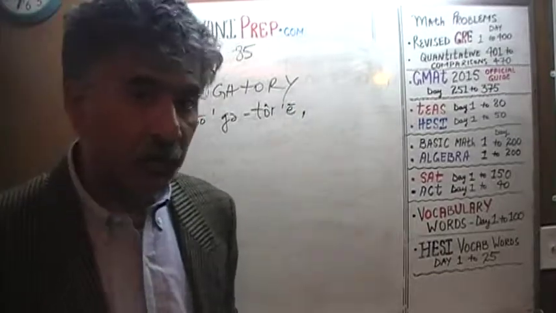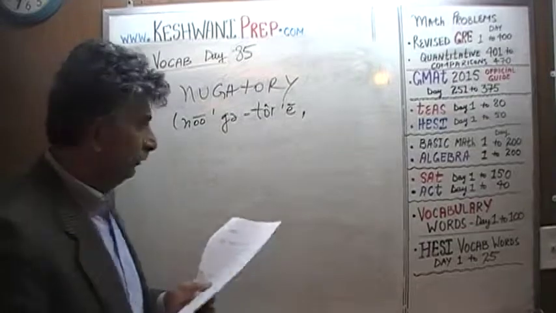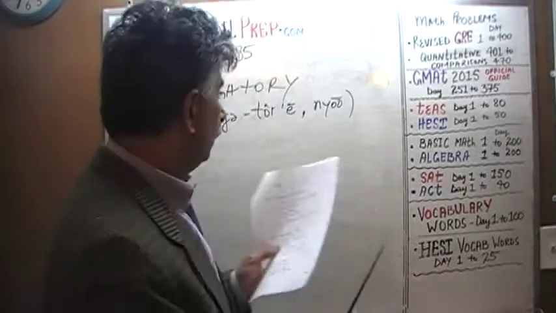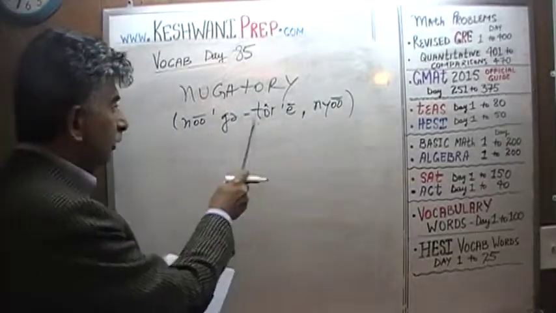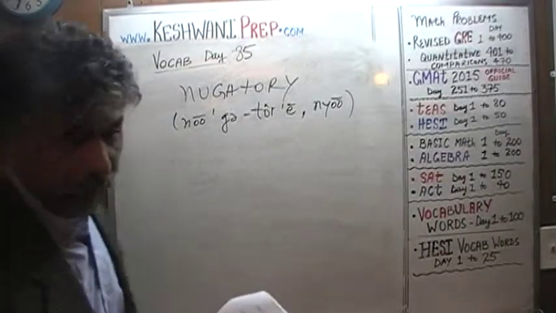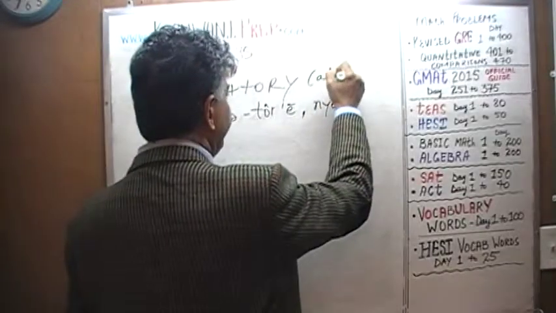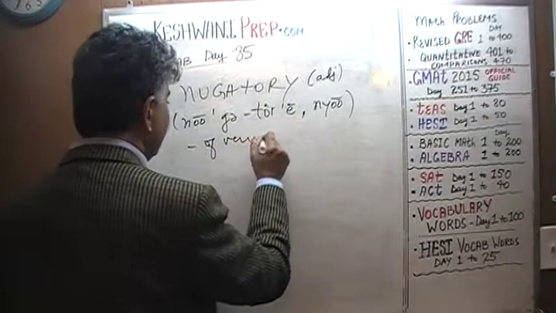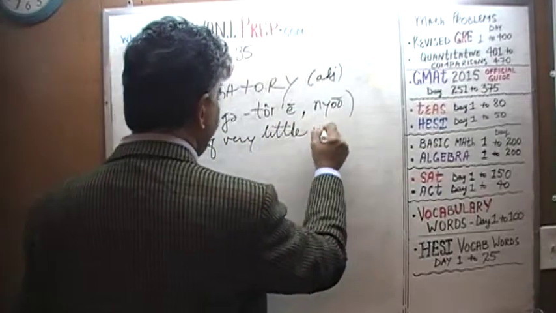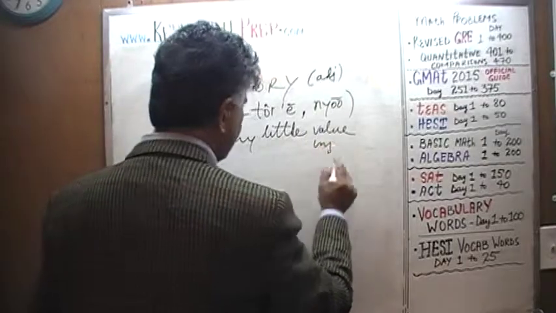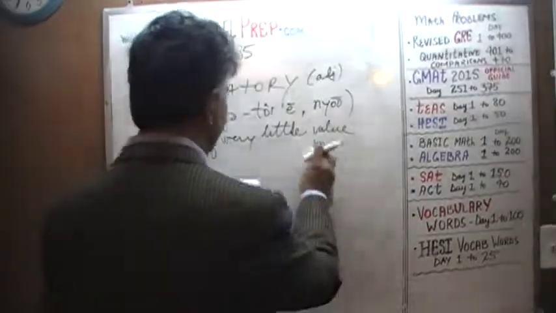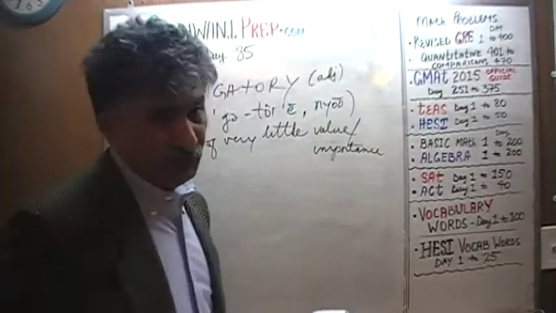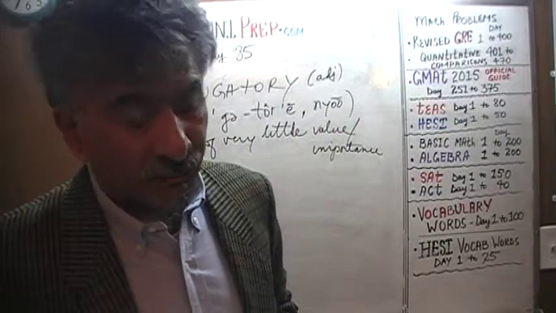Nugatory. Some people pronounce the first syllable as nu, and some people prefer to pronounce it as new. Nugatory. What does it mean? If you describe something as being nugatory, you're telling me that it is of very little value or importance. If something is of very little importance, of very little value, you say it is nugatory.